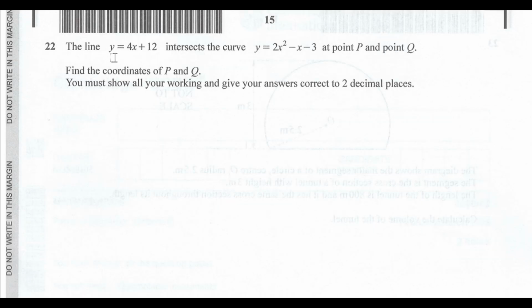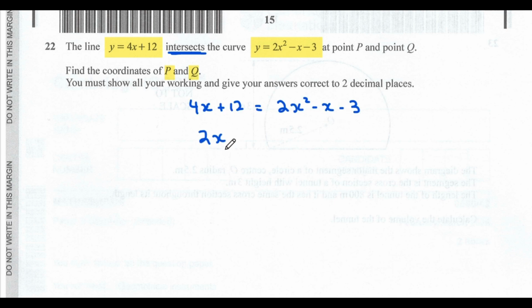Question number 22. The line intersects the curve at points P and Q. Find the coordinates of points P and Q. You must show all your working and give your answer correct to 2 decimal places. So the point of intersection means that these two curves or lines would be equal at the point of intersection.